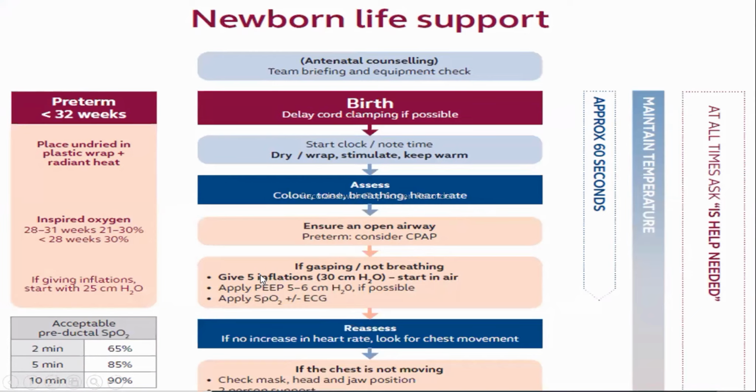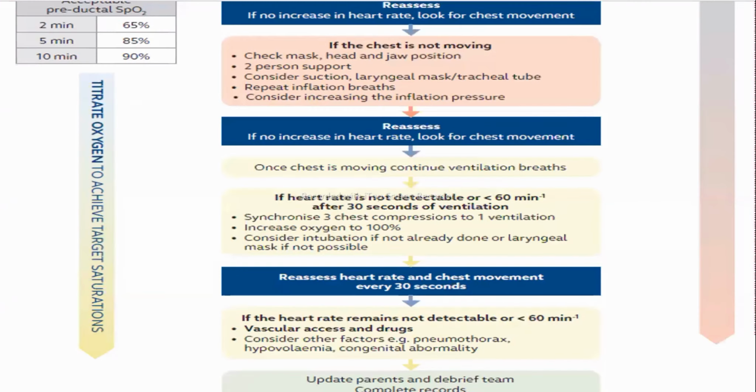1, 2, 3, that's 1. 1, 2, 3, 2. 1, 2, 3, 3, and so on. So 5 inflation breaths. After that, reassess. If the patient is still not breathing, you will give another 5 inflation breaths, but this time with the 2-person technique. One person for the bag valve mask and one person for inflation.